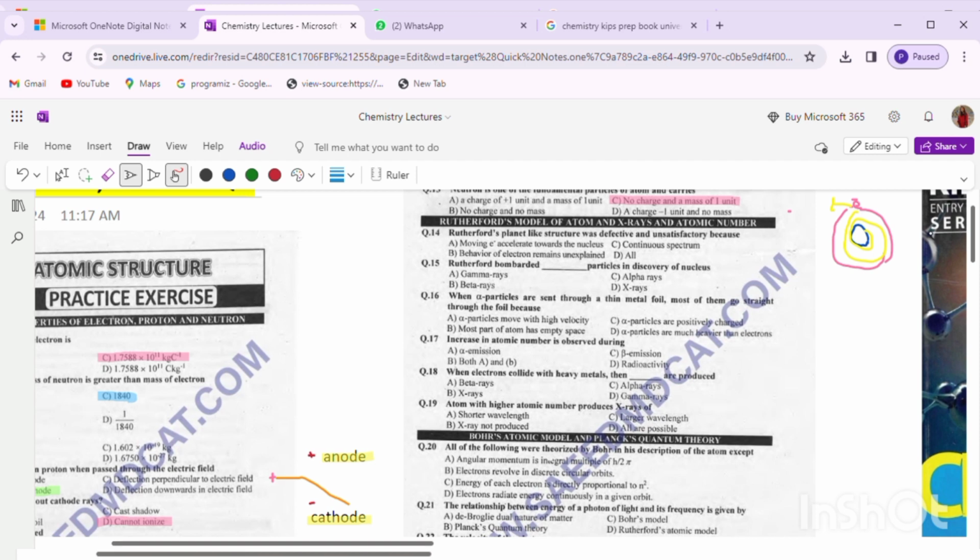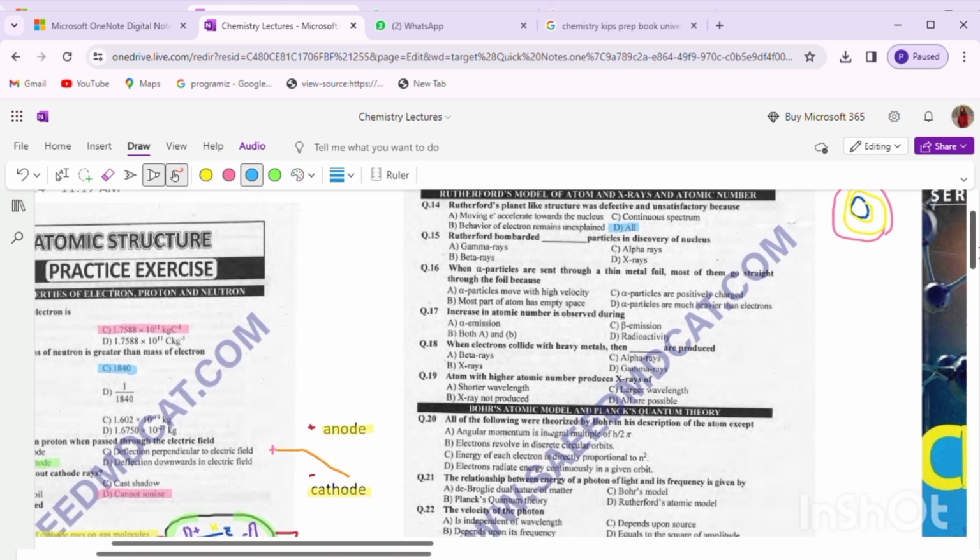If I read B, behavior of electron remains unexplained, yes, correct. C, continuous spectrum. However, hydrogen produces a discontinuous spectrum, but according to Rutherford, there was a continuous spectrum. So all options are correct, which means D is the correct option.